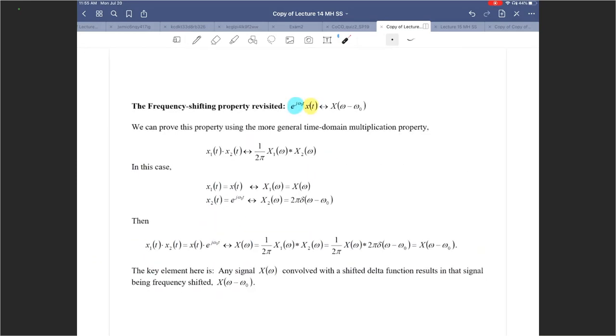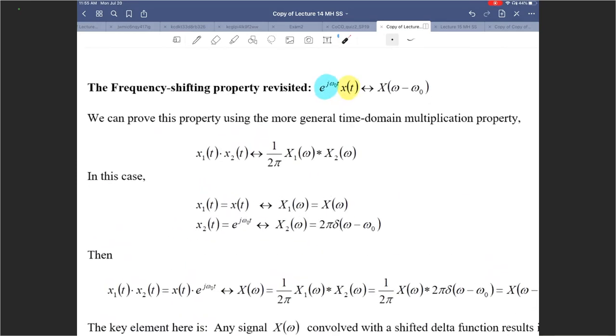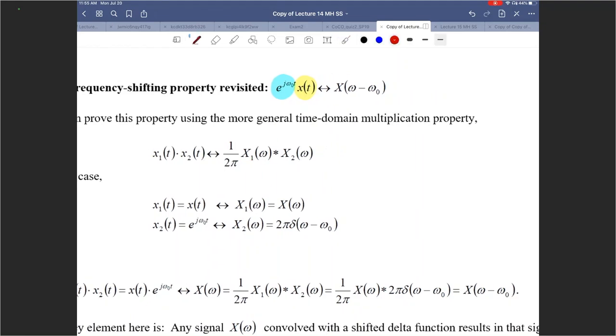This time we are proving it in a slightly different manner, which is the product of these two signals x1 and x2 is 1 divided by 2 pi times X1 convolved with X2. What is that? That is our time domain multiplication property. And we are letting x1 be x of t, color code yellow.